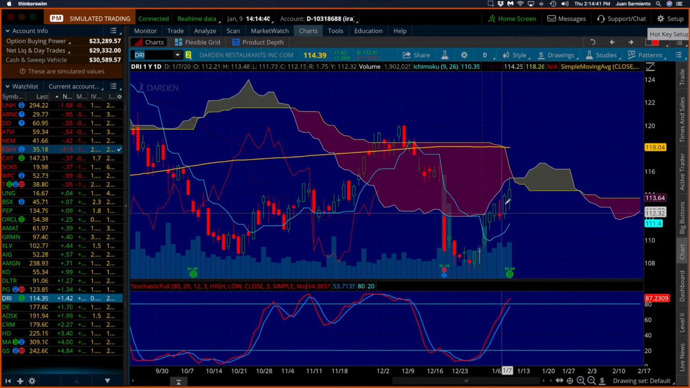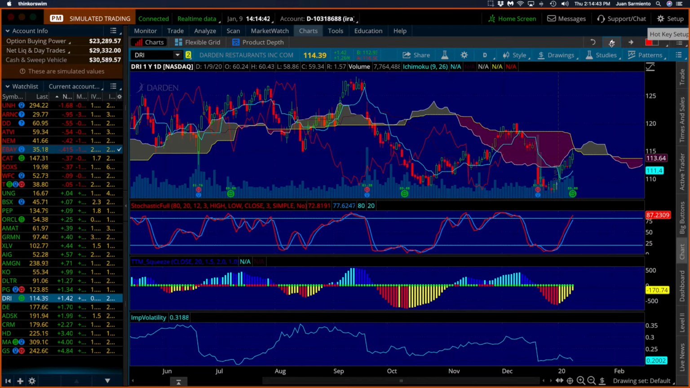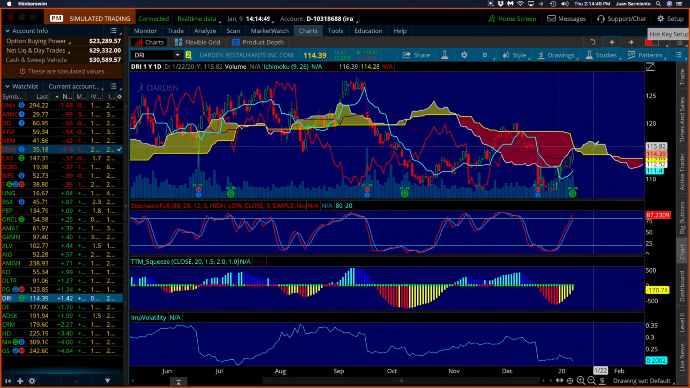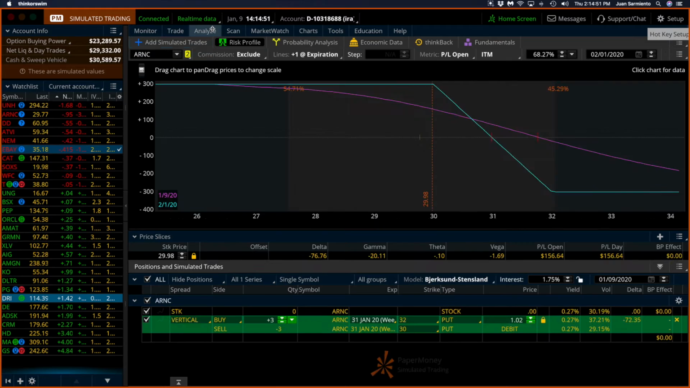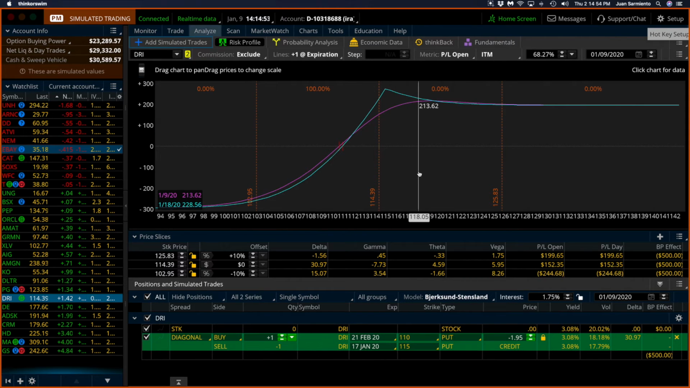And it's moving nicely up. Let me see if I can get another chart. Okay. That looks really good. Again, it's a bullish trade. Let's look at the Analyze tab. It's a diagonal. It looks really, really good.